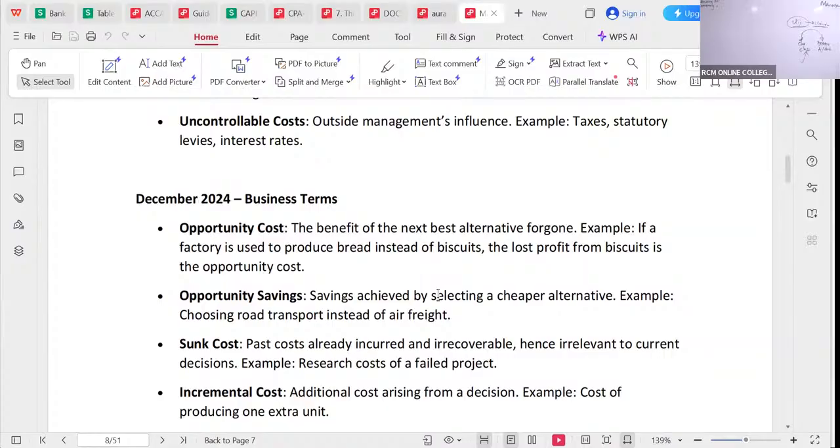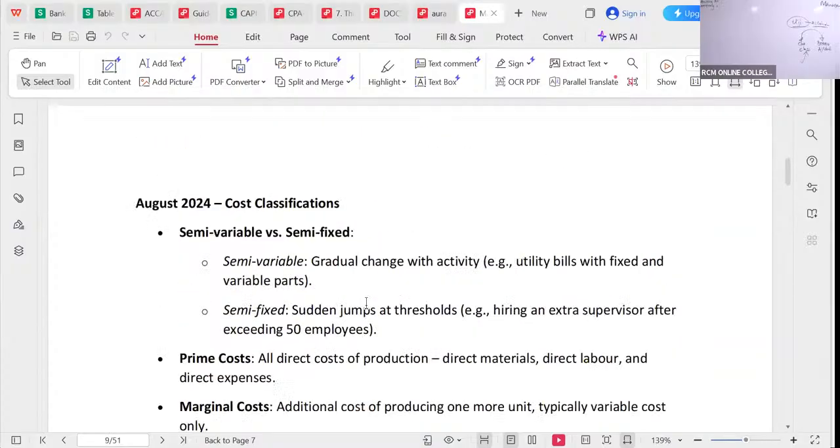Incremental costs are additional costs arising from a decision. Example, the cost of producing one extra unit. Please listen here. For example, we are making some product, these pens. If we produce 10 pens, the total cost is say 1,000, and then we produce 11 pens, and the total cost is, for example, 1050. The 50 here is what we are calling an incremental cost. That additional cost is incurred because you produced an extra unit.